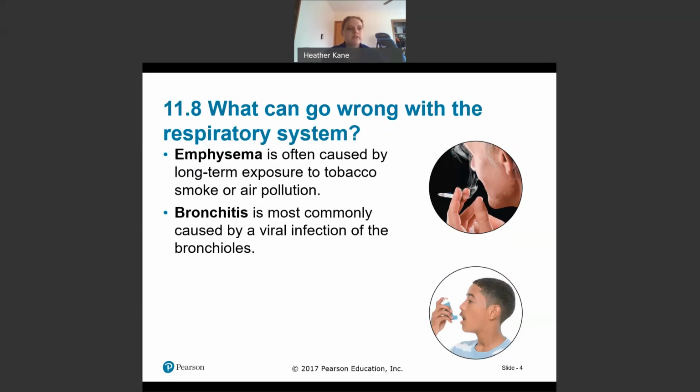Bronchitis is going to be the inflammation of those bronchi. Those bronchi are going to be those branch-like structures within the lungs. And bronchitis is a type of inflammation that is most commonly caused by a viral infection.